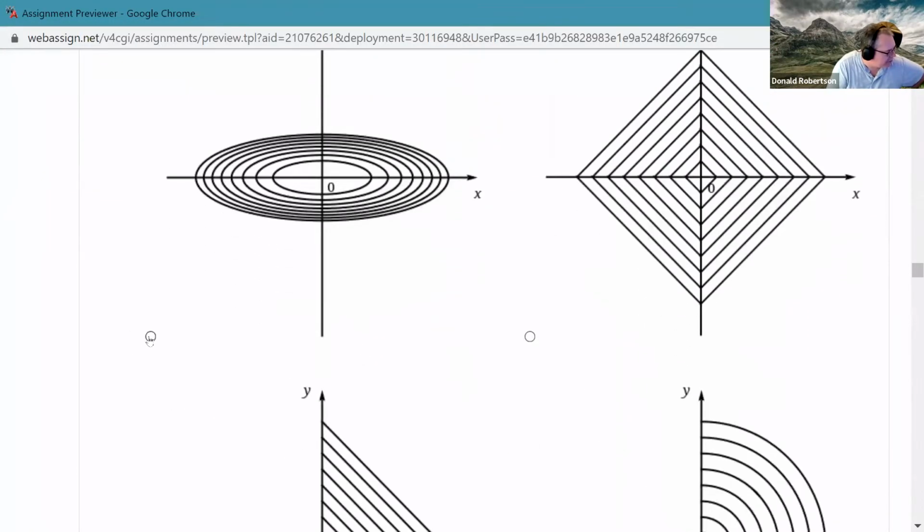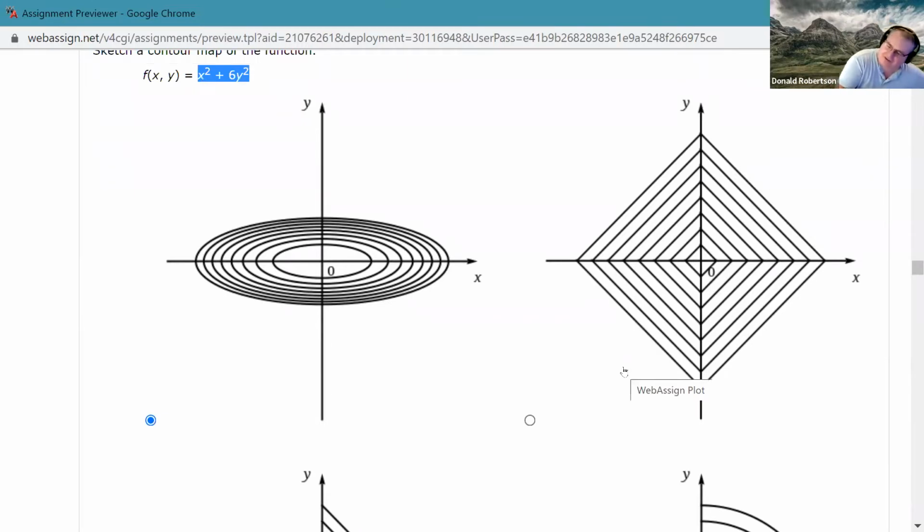And I think I can see the one that has a whole load of ellipsoid shapes. Does that make sense? So you need to see the surface before you can really make an intelligent prediction on what the contour map would be like.